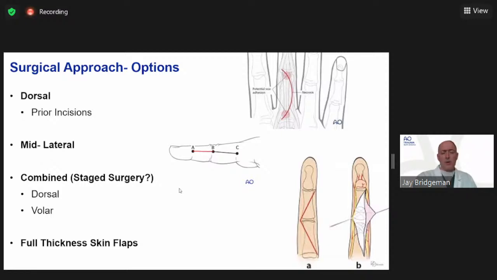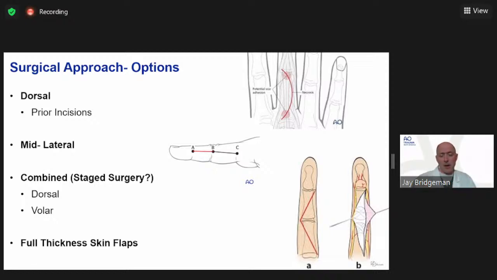So when you are anticipating the stiff finger, you've got to be competent and comfortable with different approaches. A lot of these may have dorsal scarring. They may need tenolysis on the extensor side. They may have already had a dorsal approach, for example. So being familiar with dorsal approaches to the digit is important. In Curtis's paper, they discussed doing a mid-lateral approach and getting to the extensor and the flexor side through one approach. Or you may consider doing combined, either a dorsal and a volar approach.